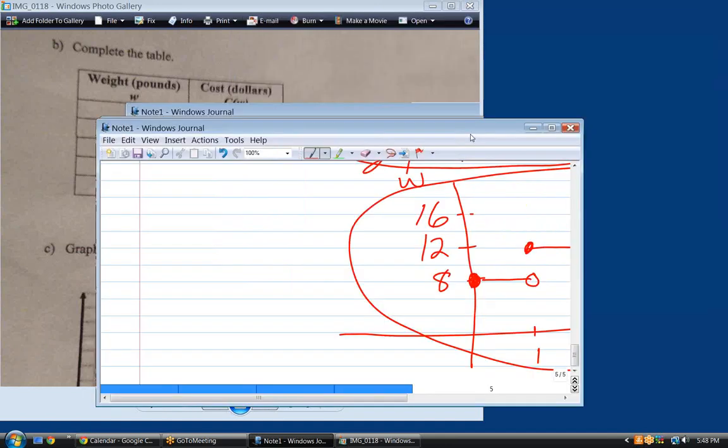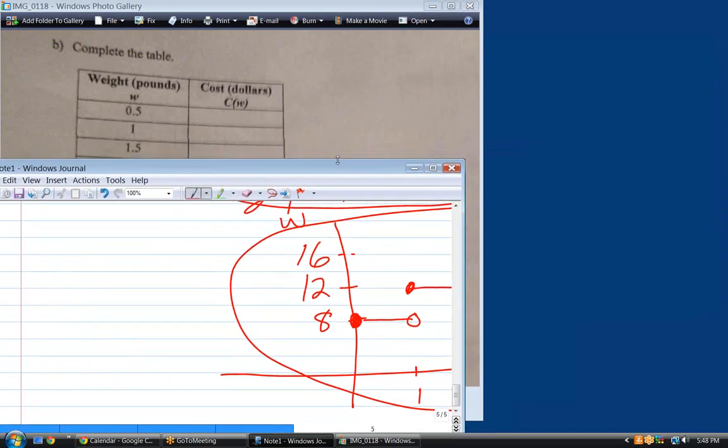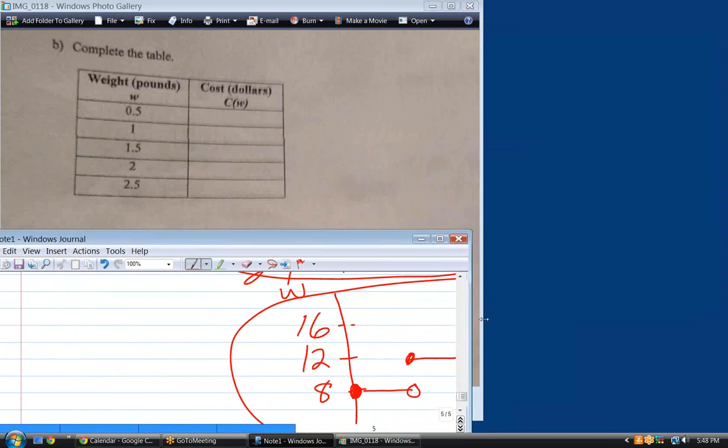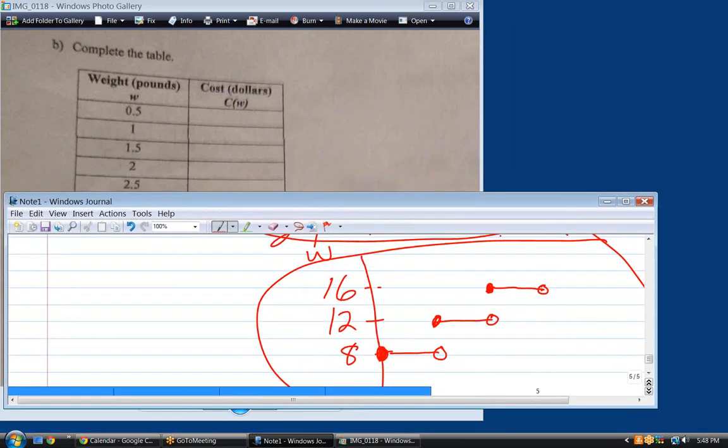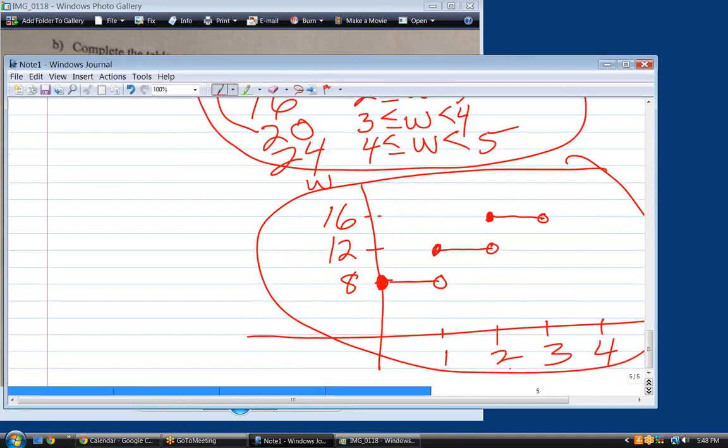Let me bring my function in here. What's the cost when the weight is 1 pound? $8. What's the cost when it's 1.5 pound? 10. Goes up by 4. Well, it doesn't only go up by 4 every pound. So every pound. So 1.5 falls right there.